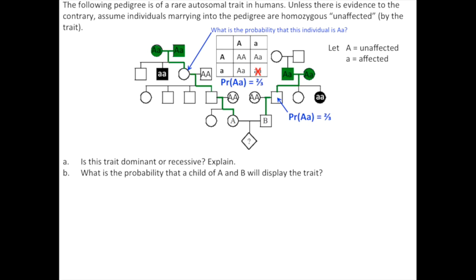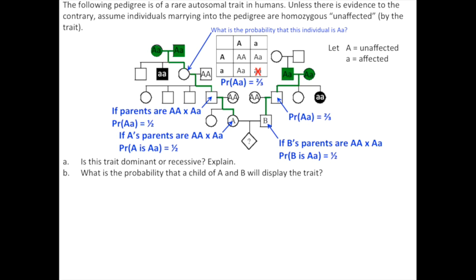The same is true of this guy over here. Unaffected individual, 2 heterozygous parents. The probability that he's heterozygous is also going to be 2/3. And if he's heterozygous, the probability that he passes on the little a allele to individual B is 1/2. Given that his partner is definitely big A, the probability that their son, individual B, is big A little a is therefore 1/2. And if we go back to the left side of the pedigree, if this guy's parents were big A and big A little a, then the probability that he's heterozygous is 1/2. Same thing for individual A. If her parents are big A and heterozygous, the probability that she is big A little a is 1/2.